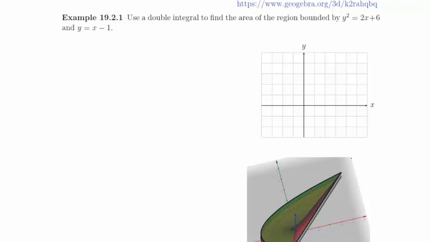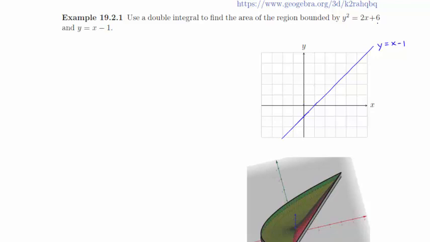Use a double integral to find the area of the region bounded by y squared equals 2x plus 6 and y equals x minus 1. Let's do the second one first. That looks a little bit quicker and easier here. So x minus 1, we go down 1, and then we have a slope of 1. So we get this line here. This is y equals x minus 1.